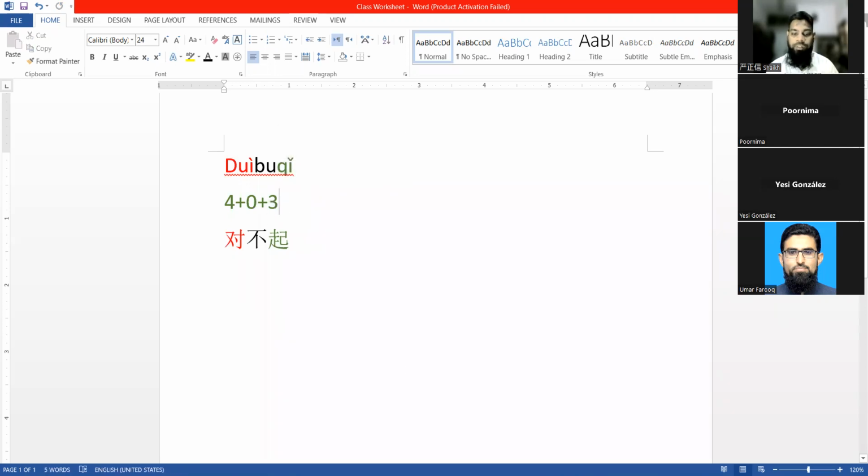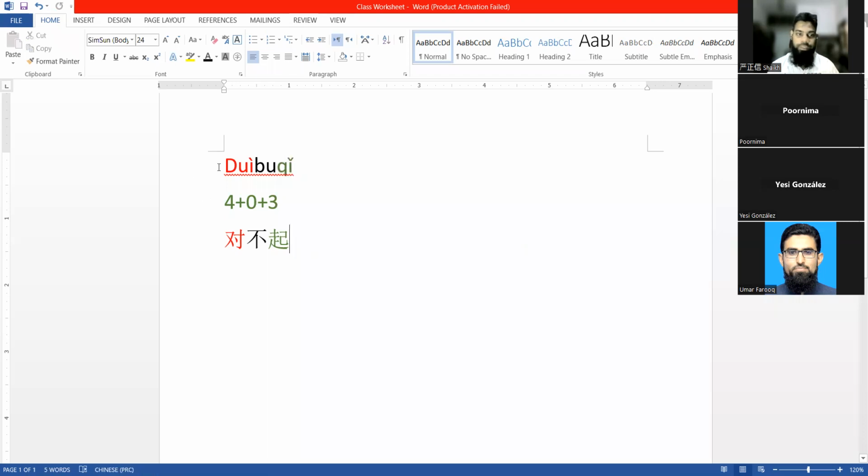So the meaning of duibuqi in Chinese is to feel sorry. Okay, to be sorry. If you have made some mistake or if you are feeling sorry, then you have to say this word, duibuqi. So if you need to say sorry to someone, you need to say duibuqi. And the characters of these syllables, this one, duibuqi. Okay. And then we have another word, that is meiguanxi.